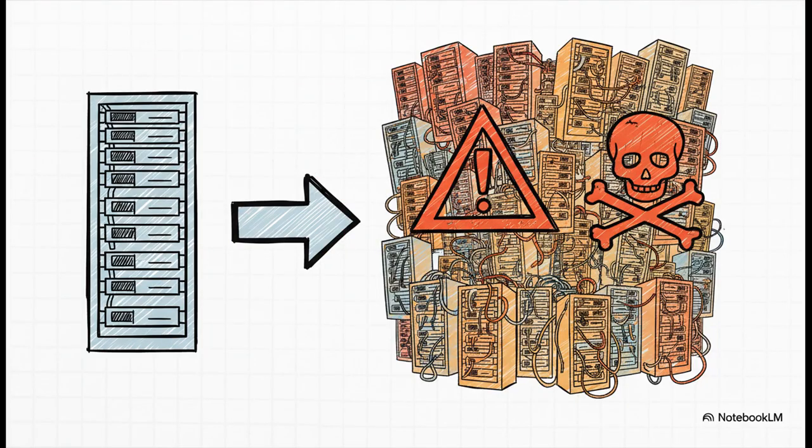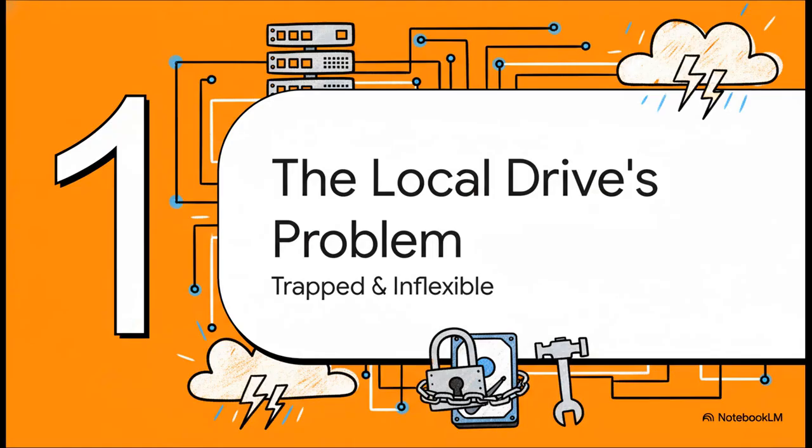But here's where things get really interesting. That same component, that speedy little drive, becomes a huge problem when you try to scale it up. I mean, think about a massive data center with thousands of servers. That simple design, it suddenly creates two massive deal-breaking headaches. So what are these big problems? Well, it all comes down to two words. Local storage is trapped, and it's inflexible.